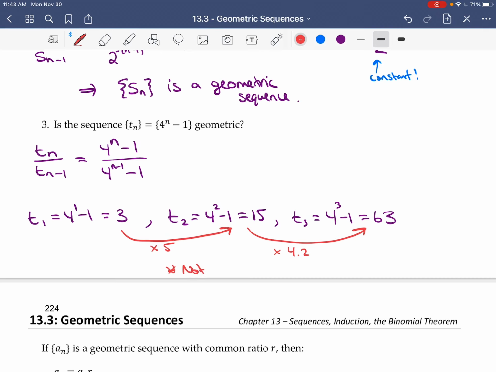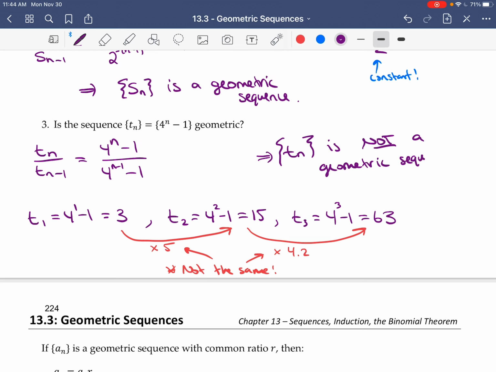Because these are not the same, I'm not multiplying by the same number each time, so it's not a geometric sequence. So that is enough to say that the sequence of Tn's is not a geometric sequence. I tried to show it's geometric, it wasn't working out, so I just wanted to see what the terms look like, and it turns out that I don't always multiply by the same number to move forward.